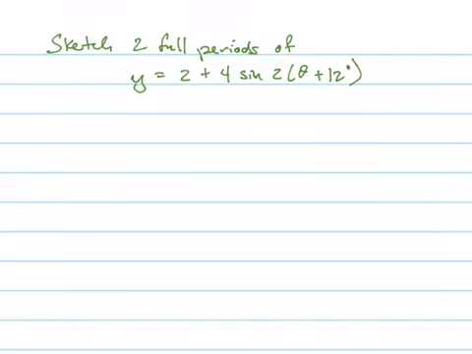We're going to sketch 2 full periods of this graph. And to do that, my recommendation is to first deal with the horizontal, then deal with the vertical. So the horizontal has to do with this number and that number. This number has to do with your period, and your period is 2 pi divided by that number. So your period is 1 pi.